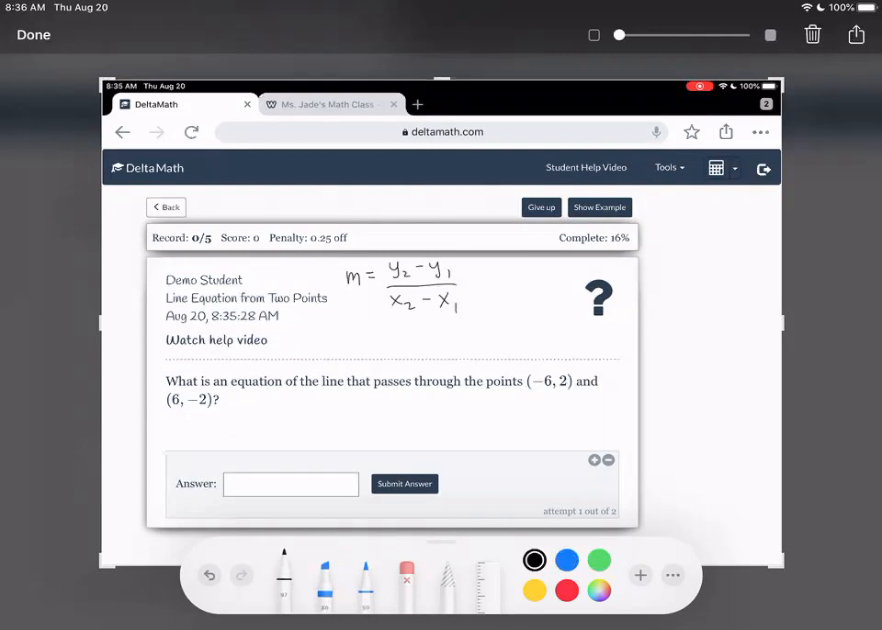So this is going to be really similar to the last problem, but if I don't get the type of problem I want to show you, I'm going to click show example because maybe it's there. I want to see if we can get a vertical one and a horizontal line as well.